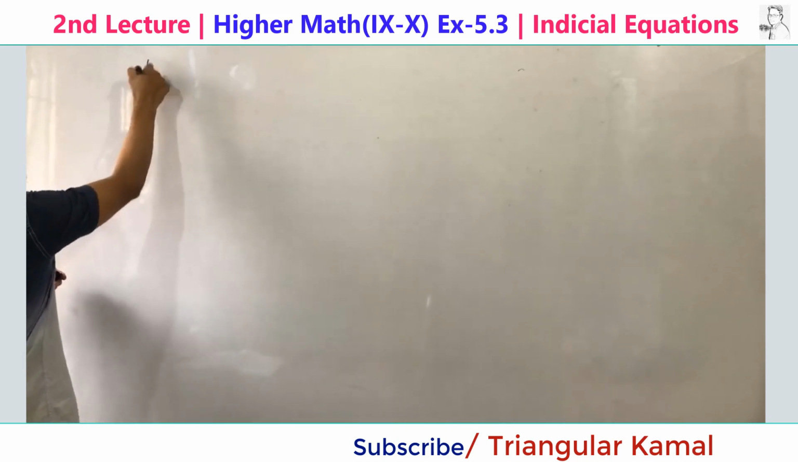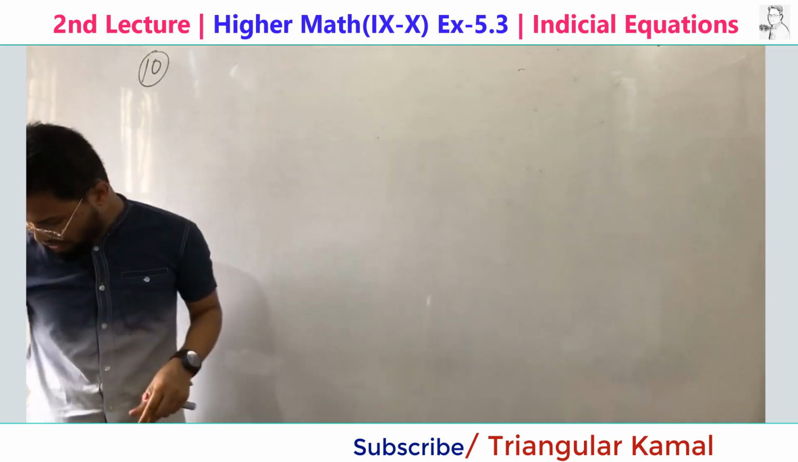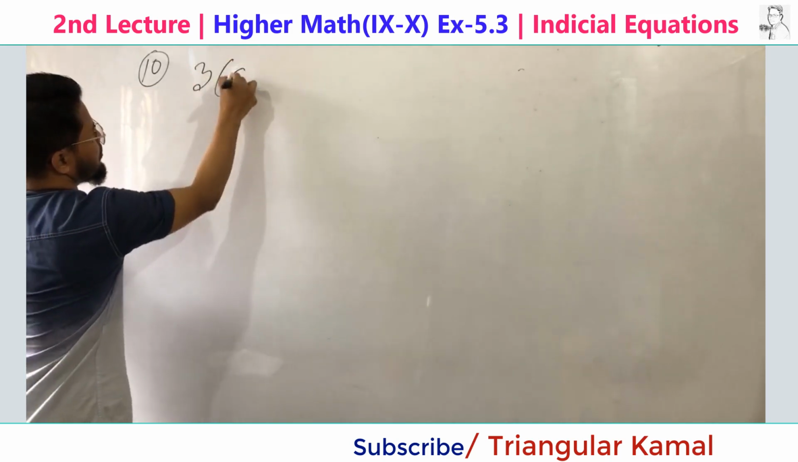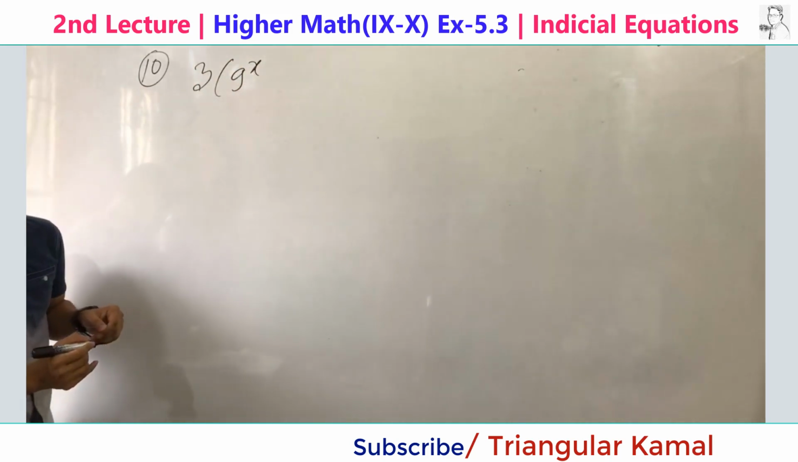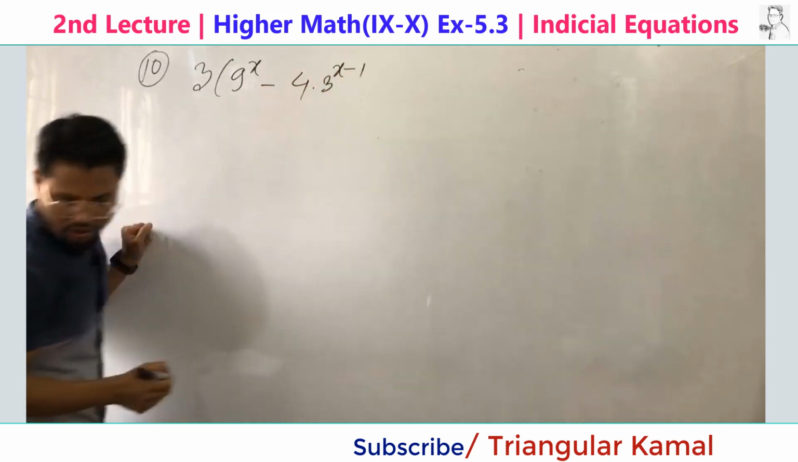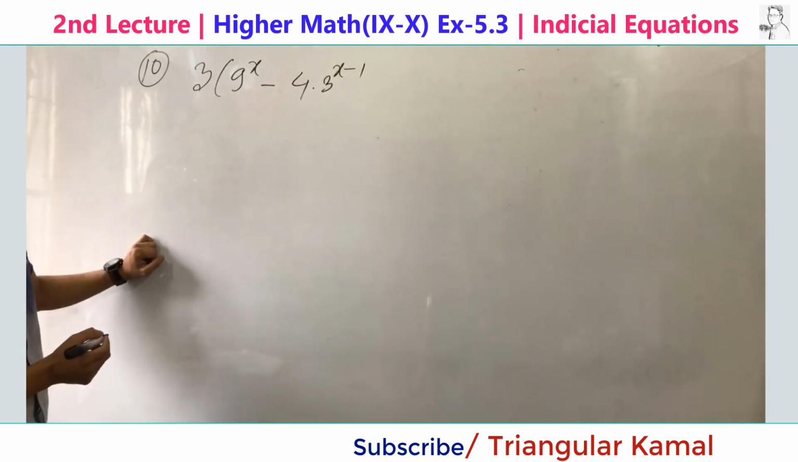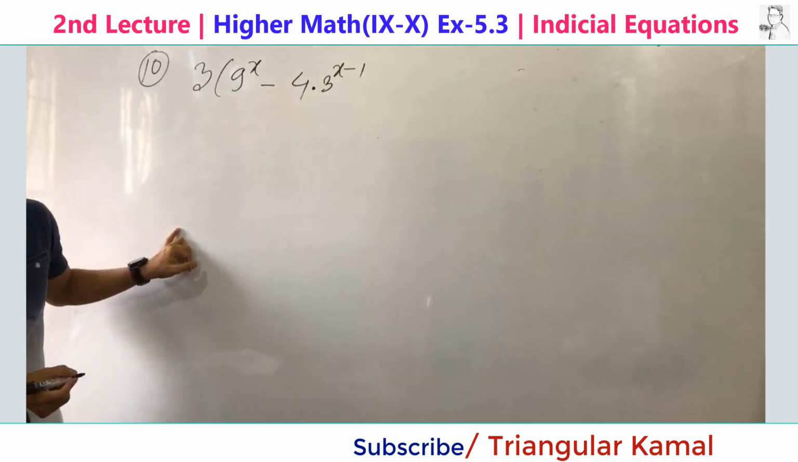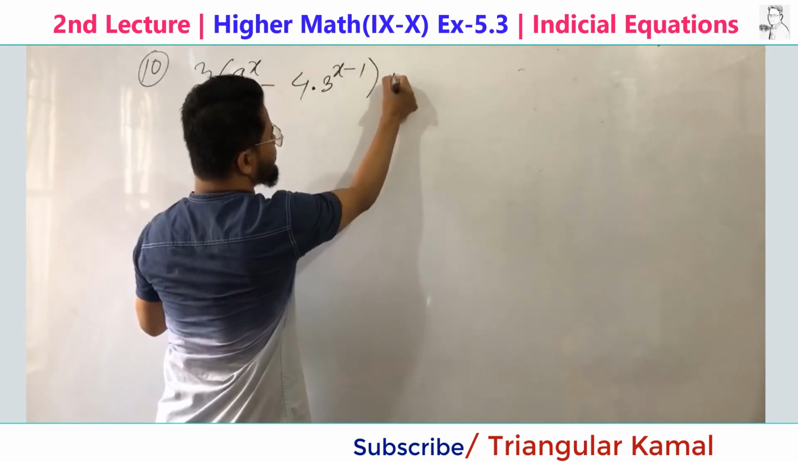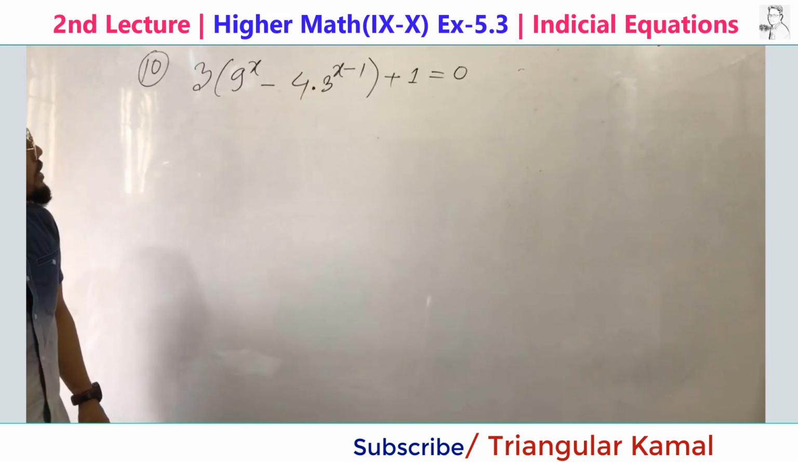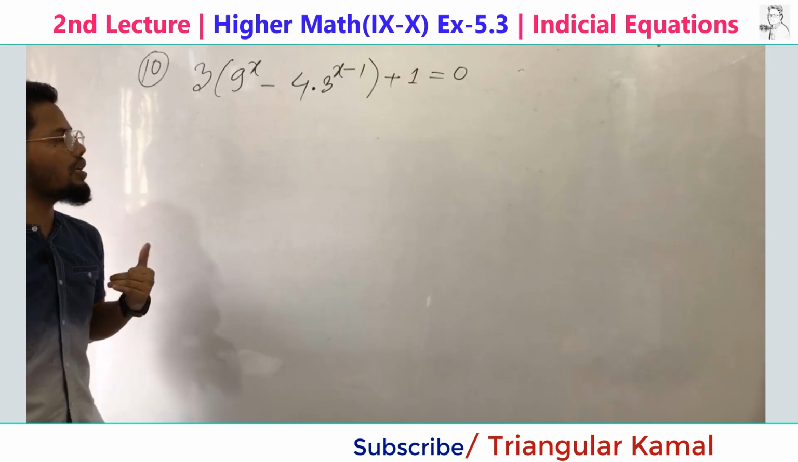This is question number 10. Dear students, 3 times 9 to the power x, minus 4 times 3 to the power x minus 1, am I right? 4 into 3 to the power, this is the multiplication, the bracket is closed, then plus 1 equals 0. Again in reverse: 3 times 9 to the power x minus 4 into 3 to the power x minus 1, plus 1 equals 0.